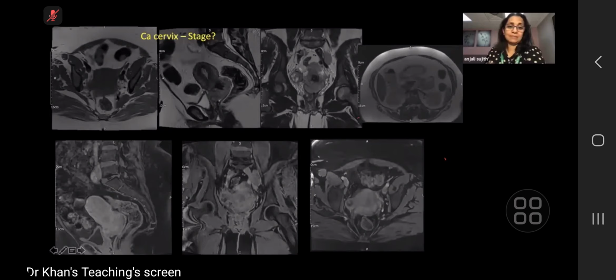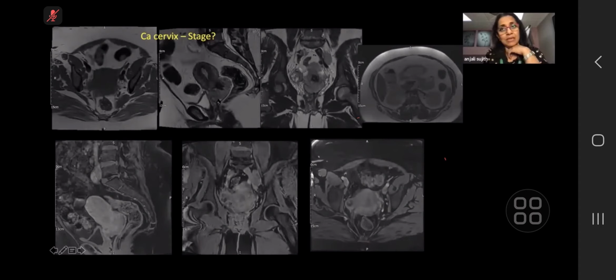Here is another tumor. There's a large bulky tumor centered on the cervix. It extends to the upper vagina. So when it extends to the upper vagina, it becomes a stage 2A.